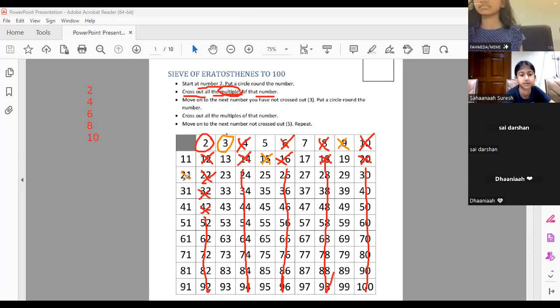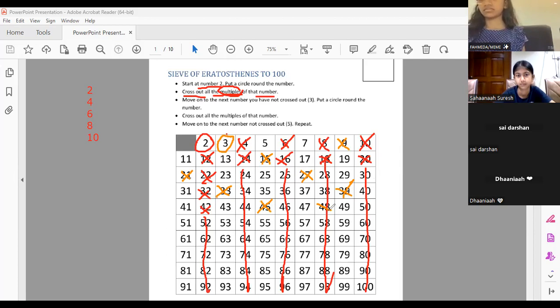Then 21. Put it in chat. 24, done. 27. 30 already done. 33. Very good. 36 crossed out. 39. 42 already done. 45. Remember, times table 3 doesn't end at 30, guys. It moves on. 45 plus 3, 48 crossed out already.